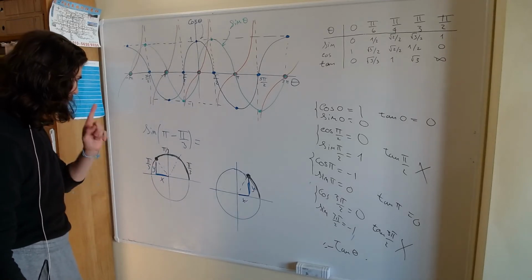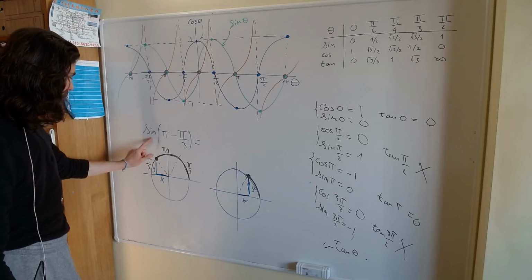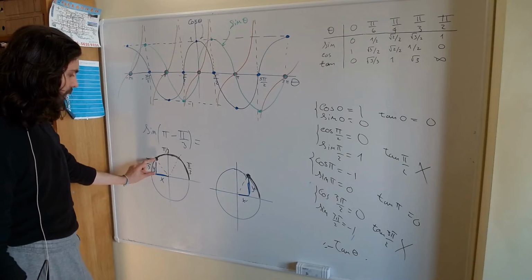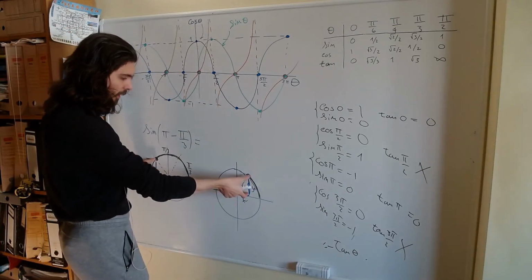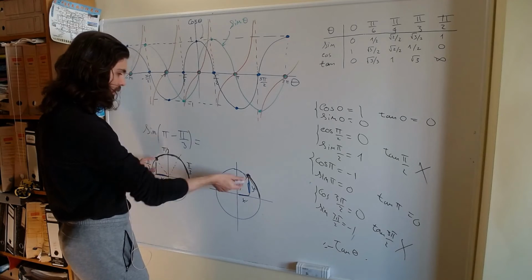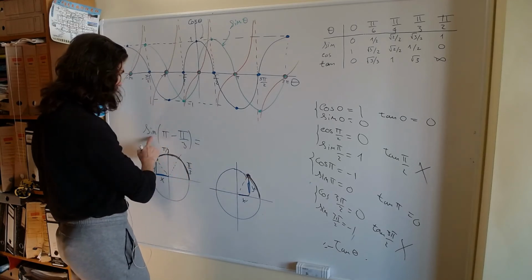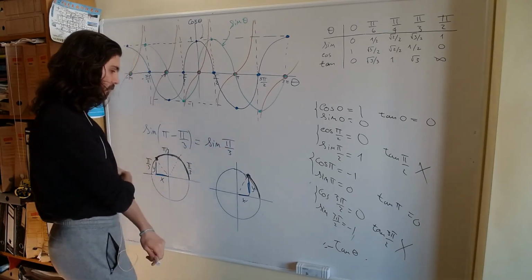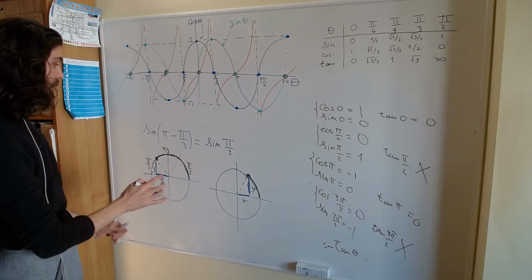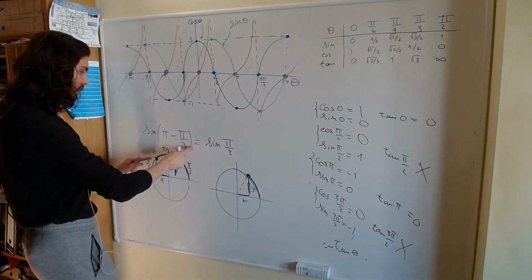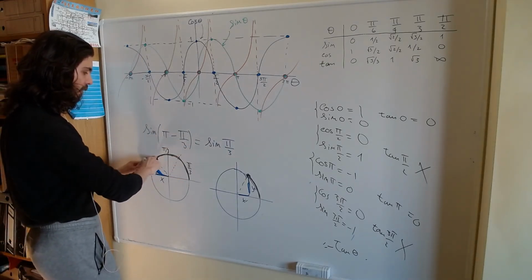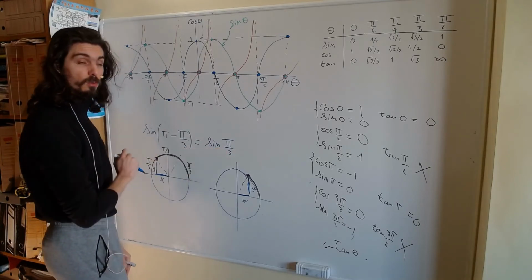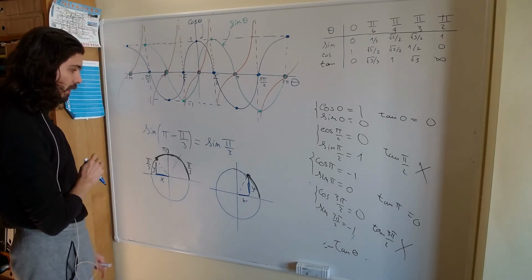Now notice the following. The sine picks the y coordinate. This distance is the same as this distance, right? And so we say that the sine of this is the same as the sine of this. In other words, the y coordinate of a point at the tip of an angle pi minus pi over 3 is the same as the y coordinate of a point at the tip of an angle pi over 3. Is this okay?